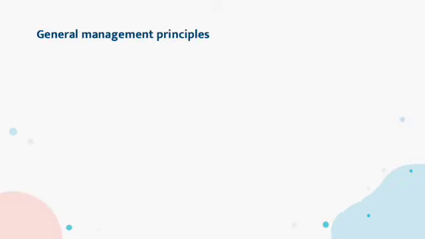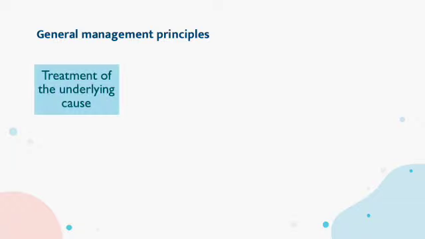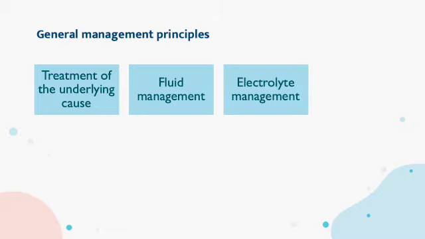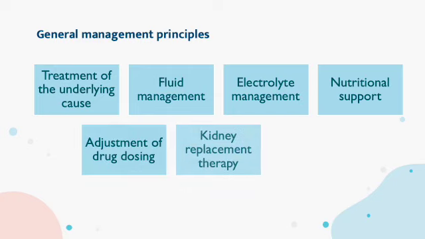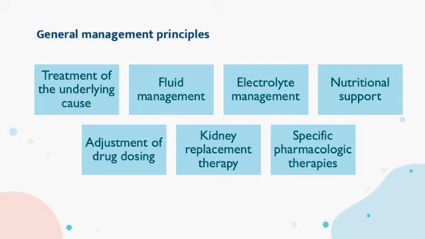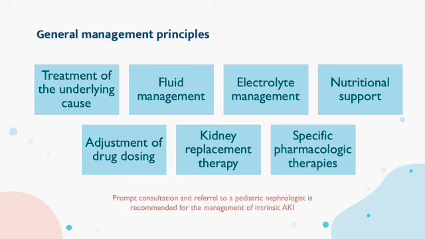So the basic principles for general management of AKI include specific treatment of the underlying cause, fluid management, electrolyte management, nutritional support, adjustment of drug dosing, renal replacement therapy, and specific pharmacologic therapies. We'll go through them in detail. We need to keep in mind that prompt consultation and referral to a pediatric nephrologist is recommended for the management of intrinsic AKI, especially in the critically ill child.